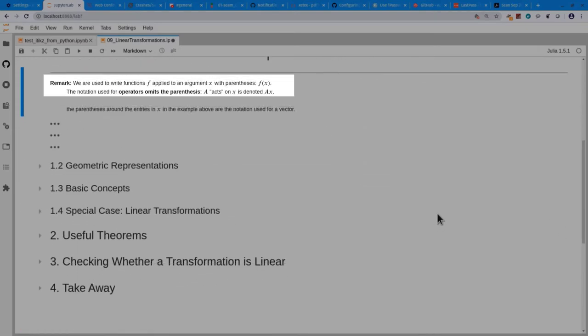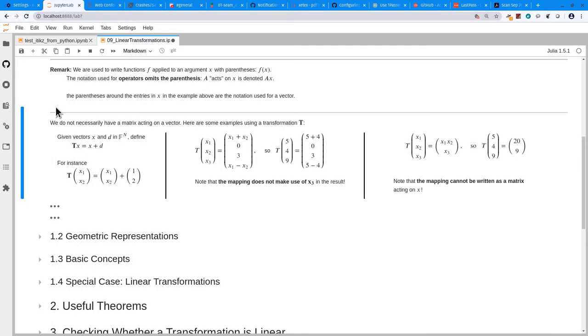Here's a remark. If I write a function applied to some argument x, typically what we are writing is just f of x, where we denote the argument that the function f is applied to with parentheses, f, open paren, x, close paren. With our matrix notation, the parenthesis is omitted. So we have y is equal to A times x, and we can think of A as an operation that is performed on x. We don't necessarily have to have a matrix applied to some vector x.